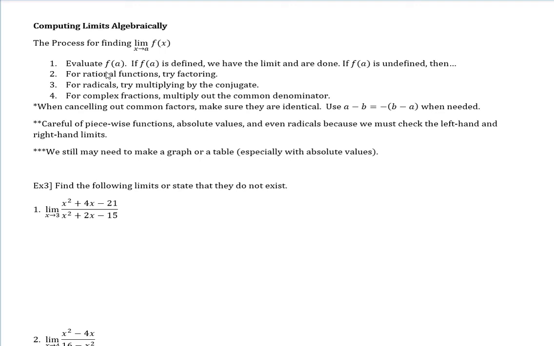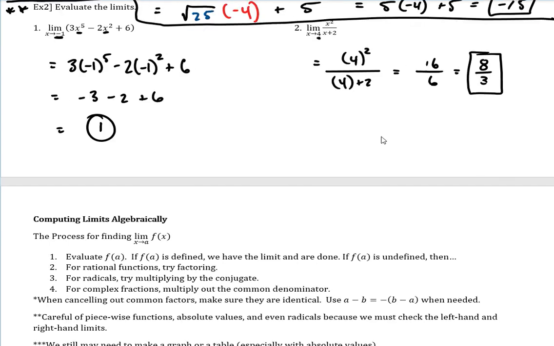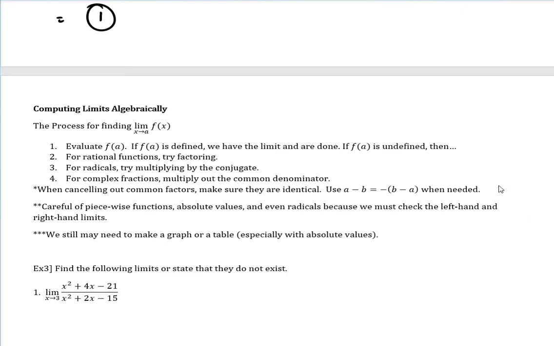Okay, so to compute limits algebraically, the process to find some limit is, first, just evaluate the whole thing. If it is defined, so that means if we get a number, like in these last two, we got a number, that means we're done. We have the answer. However, a lot of the time we'll get something divided by 0, which means it's undefined. So remember, undefined is if we divide by 0. Then we have to try something else, which involves these three.